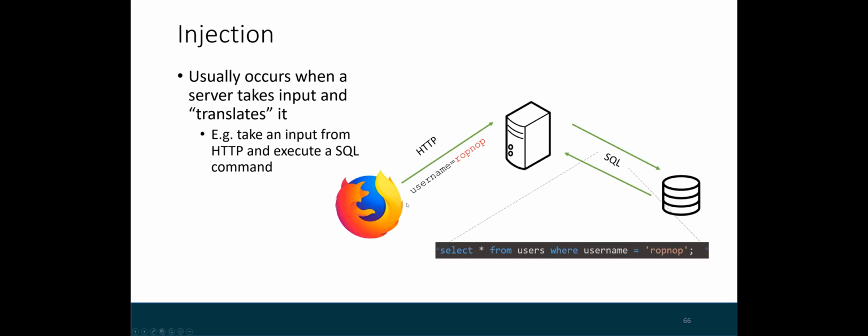So if I send a POST request to my Django server, and my username is ropnop, and then I need to look up the users table in a database for the username ropnop, I'll take this HTTP parameter and create a SQL statement from it. And the SQL might look like this: select star from users where username equals ropnop. So we've taken an HTTP variable and created SQL from it. This is where you have to be very, very careful. This is where injection attacks can occur.